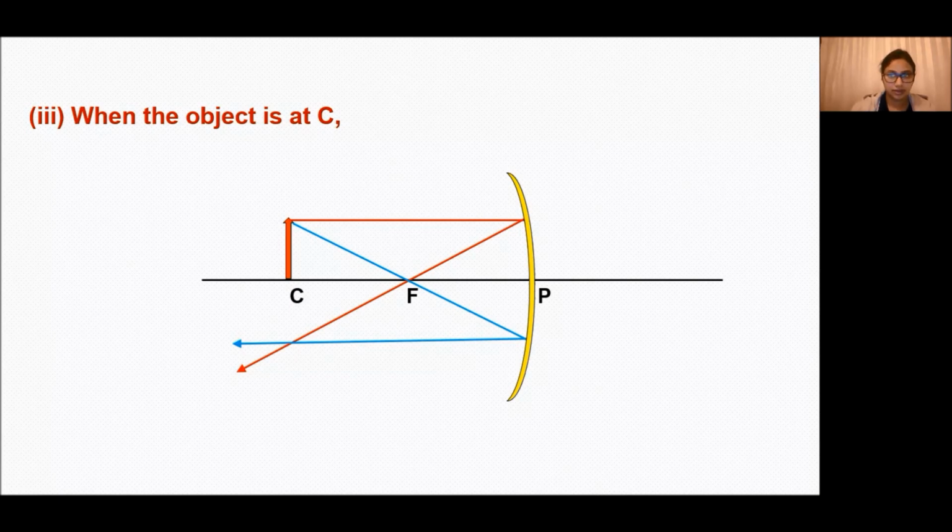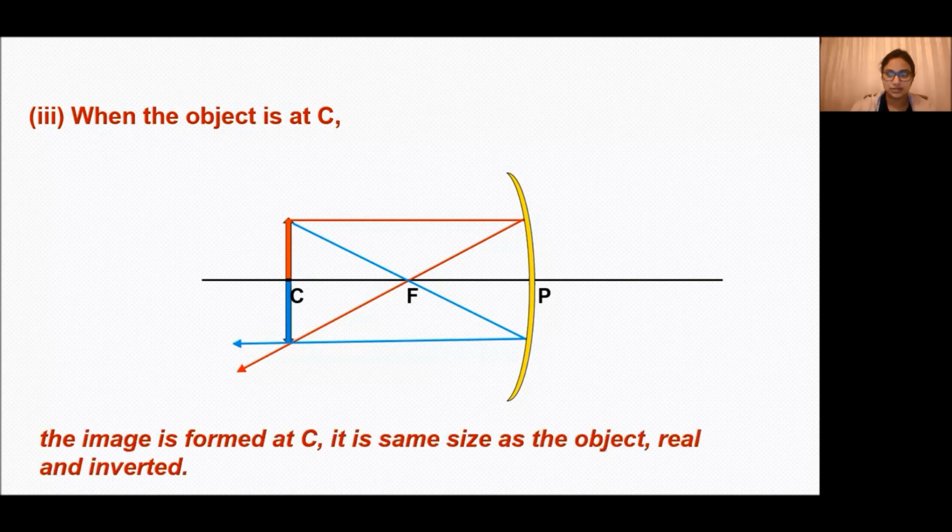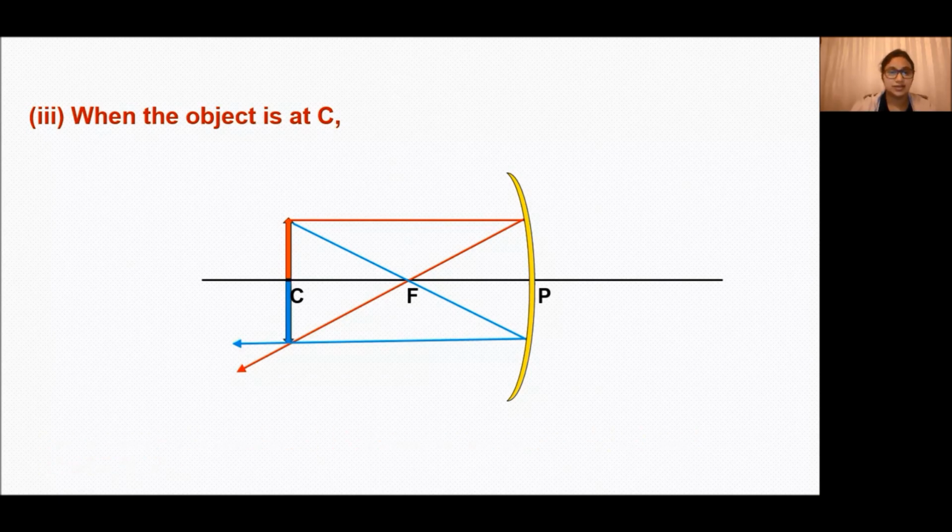Now we can locate the image. Where is it? As you can see here, it is of the same size. It is inverted and real, and it is located at the center of curvature itself.